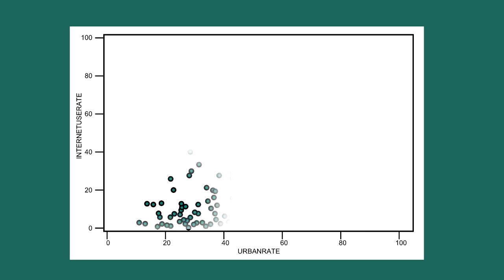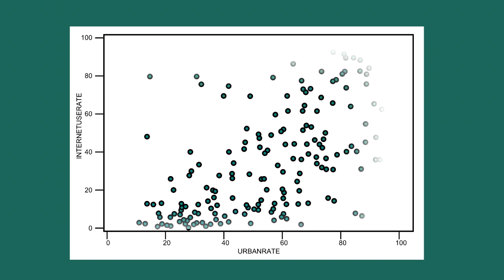Let's return to the graph that we made earlier using the Gapminder dataset. Here, we visualize the association between internet use rate in a country and the percent of its population that lives in an urban setting. As you'll recall, we place the explanatory variable on the x-axis and the response variable on the y-axis. So our research question is: is the rate of urbanization associated with the rate of people who use the internet?